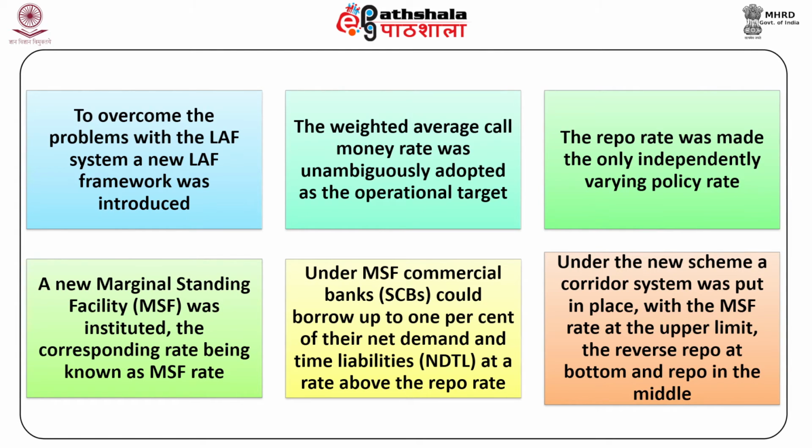Under MSF, commercial banks, SCBs, could borrow up to 1% of their net demand and time liabilities, that is NDTL, at a rate above the repo rate. Under the new scheme, a corridor system was put in place with the MSF rate at the upper limit, the reverse repo at bottom and repo in the middle. The width of the corridor was decided as 200 basis points. However, the width of the corridor was varied with changing economic conditions.